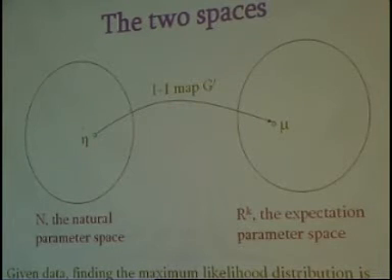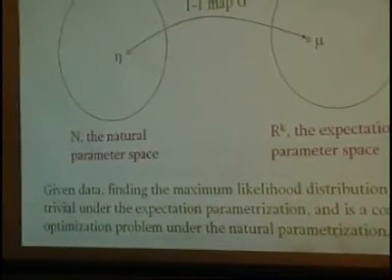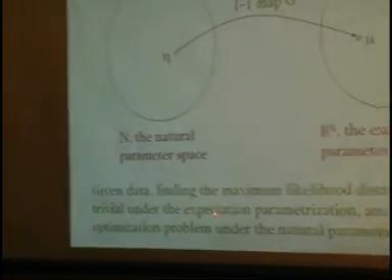So in summary, when you're dealing with exponential families of distributions, finding the maximum likelihood distribution is in some sense an easy task, but only if you're using the expectation parameterization. If you're just looking for an expectation parameter, it's the easiest thing in the world to fit one of these models. You just set it to the average of the data. But if you're looking for natural parameters, then it's a little harder. It becomes a convex optimization problem. So why is it a convex optimization problem?